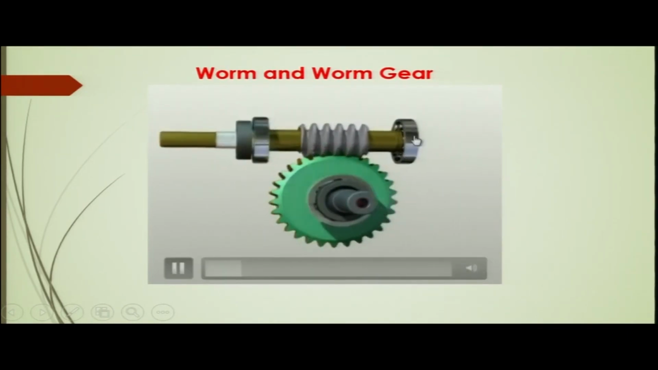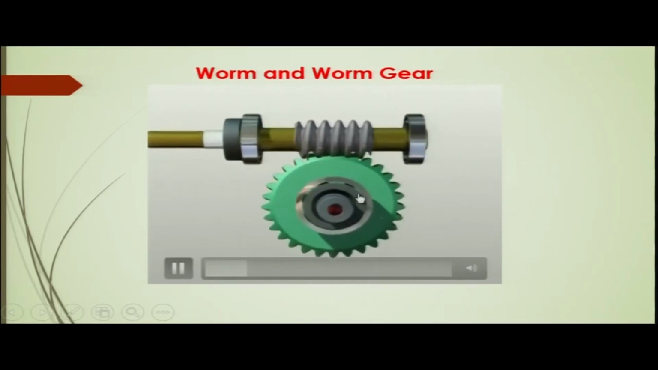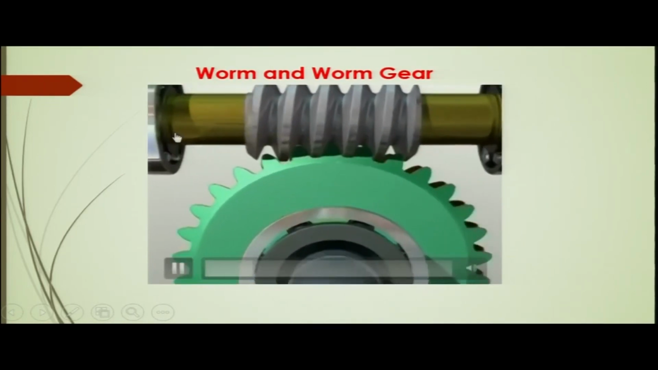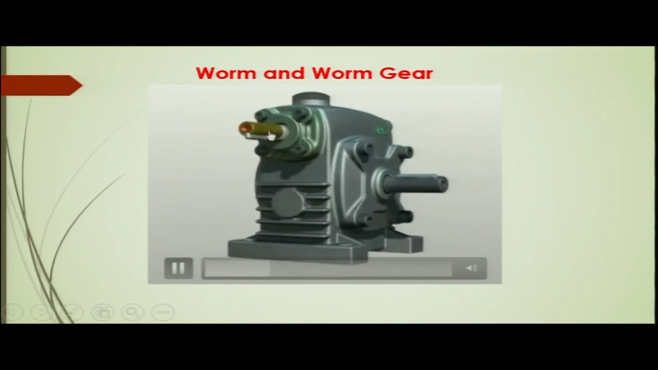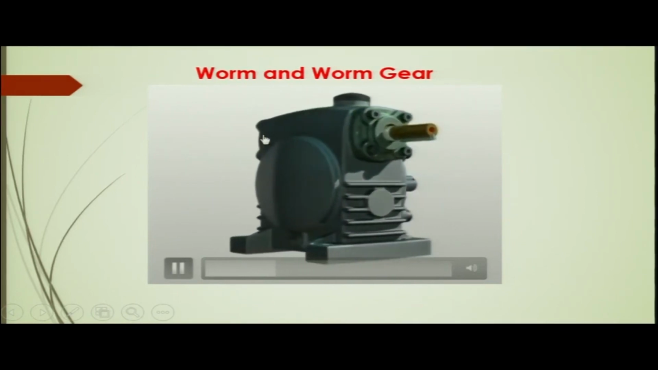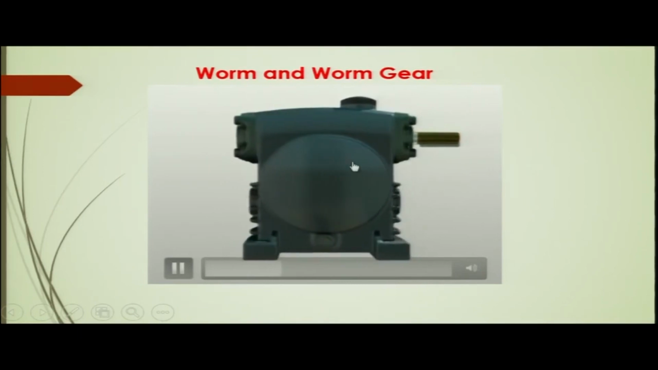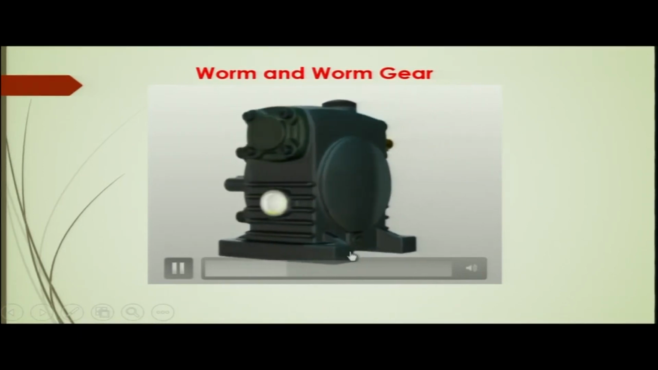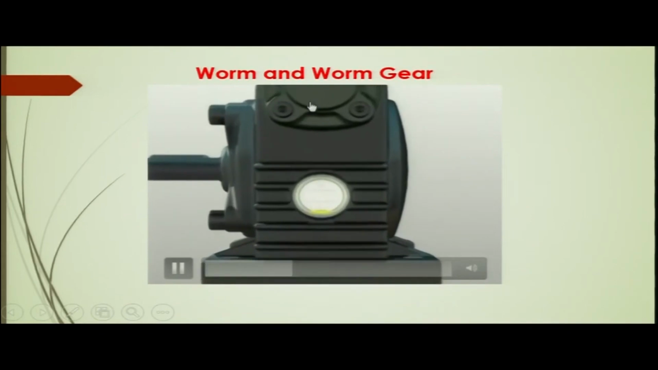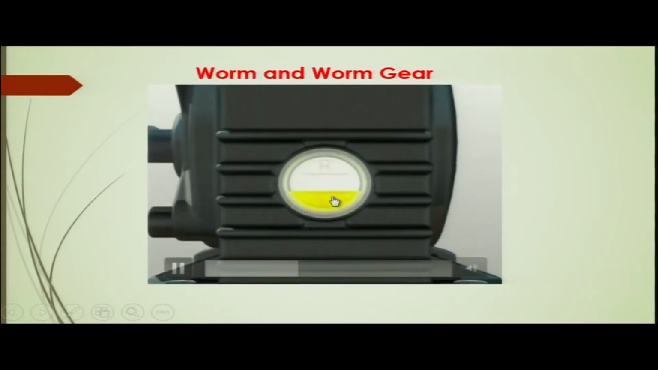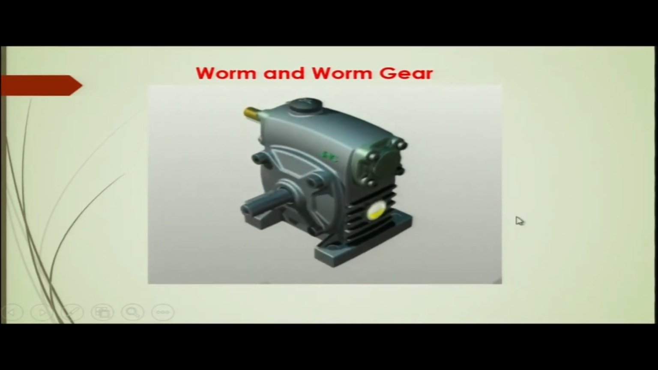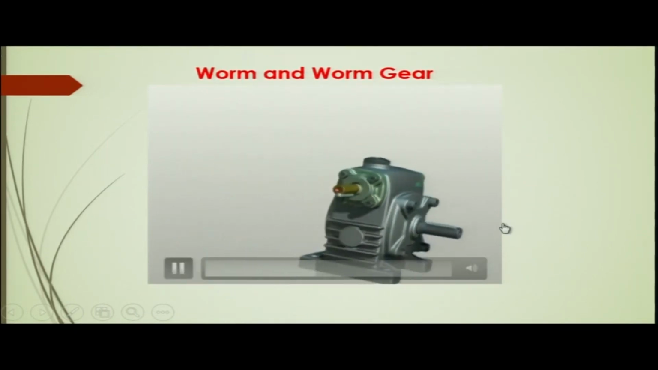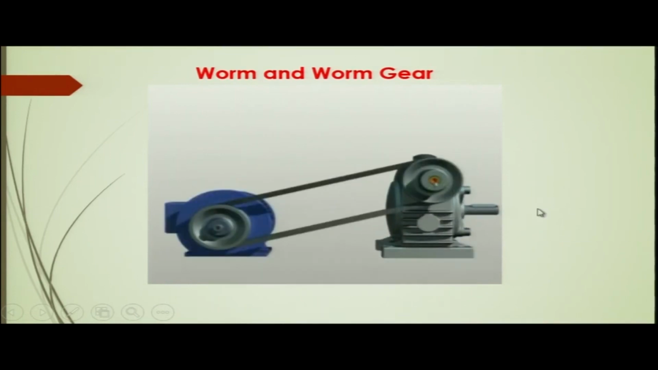Okay. Now, both of these shafts will be mounted on bearings, and the bearings will be mounted on the housing. This is the housing for the worm and this is the housing for the worm gear. The entire thing is a worm and worm gear mechanism. Here you can see the level of oil, and it has to be dipped into the oil because the high torque being transmitted creates high temperature.